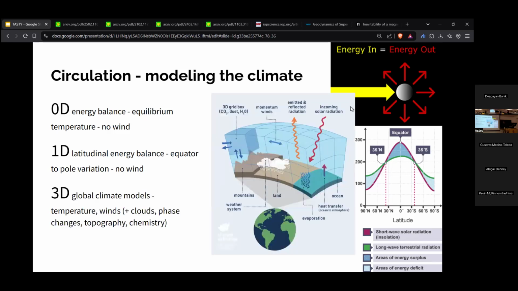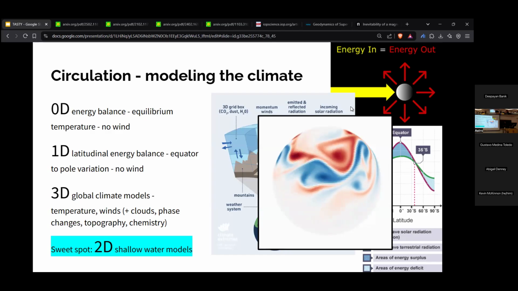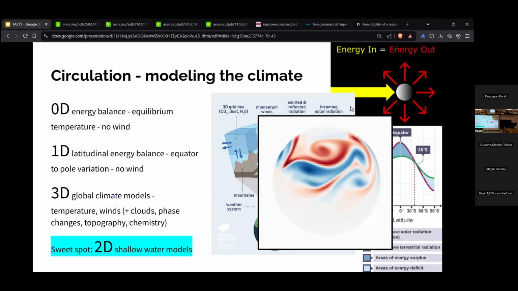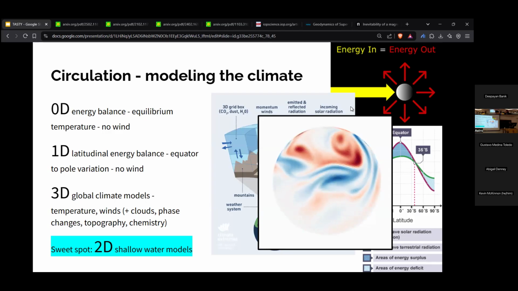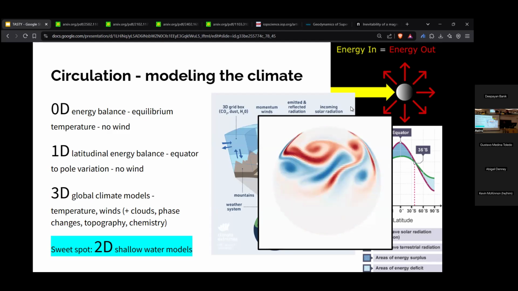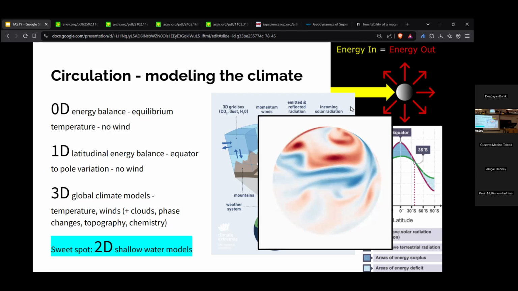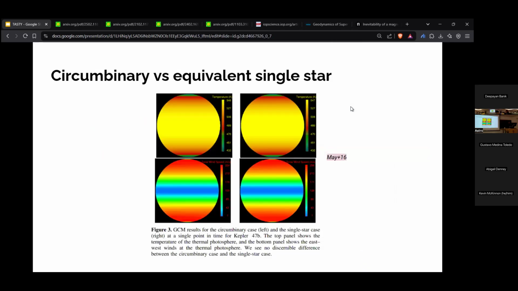And then what we use in most cases covers different kinds of physics in three-dimensional space, including winds, phase changes for water, and then topography, and chemistry, and all that stuff. But in order to study this problem, we are going to use something which comes at a sweet spot, which is called the 2D shallow water model. It includes more physics than the 0D and 1D models because you can see velocity vectors on it and also look at the temperature distribution.